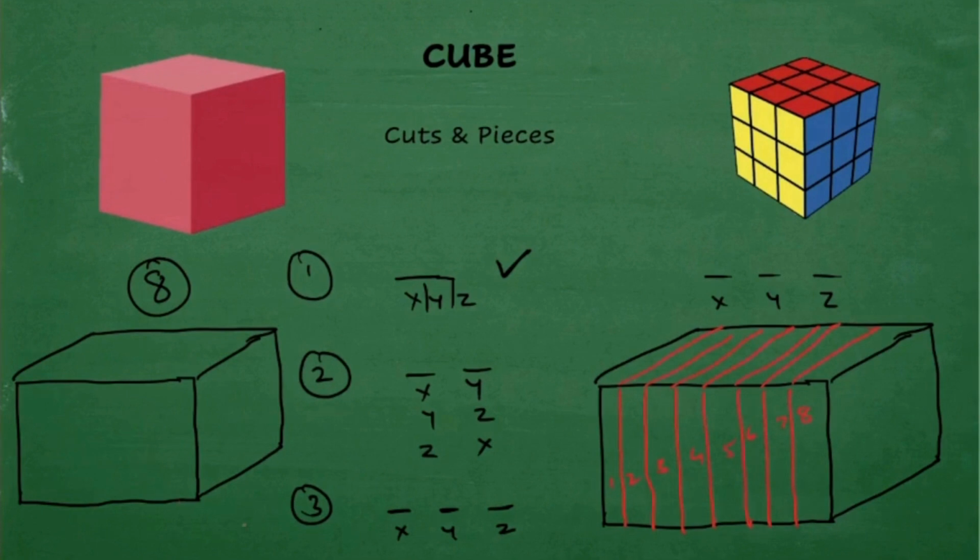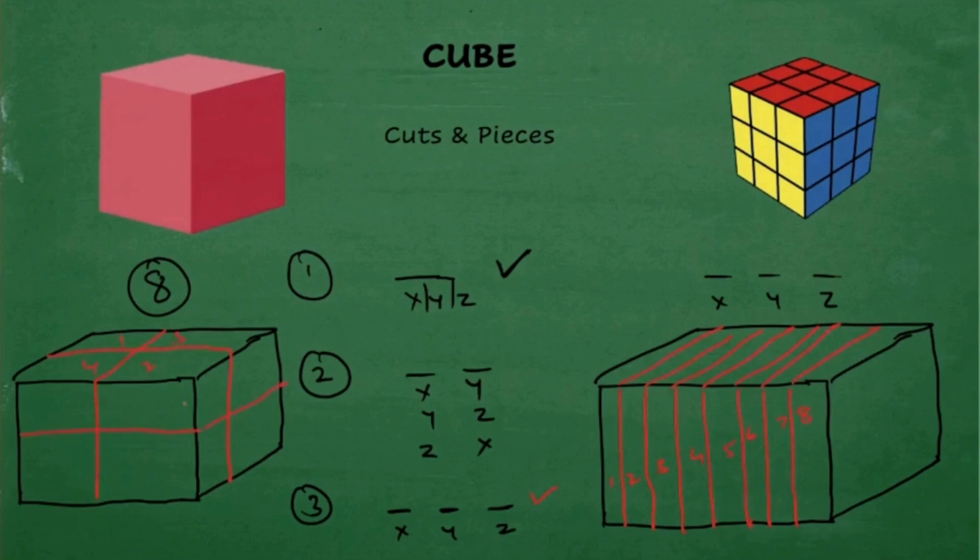Now we'll go with the third pattern, that is the three directions. So I'll make one cut here. We'll have 2 pieces. One cut in the second direction. We'll have 4 pieces, that is 1, 2, 3, and 4. And I will make one more cut here. That will be 8 pieces.